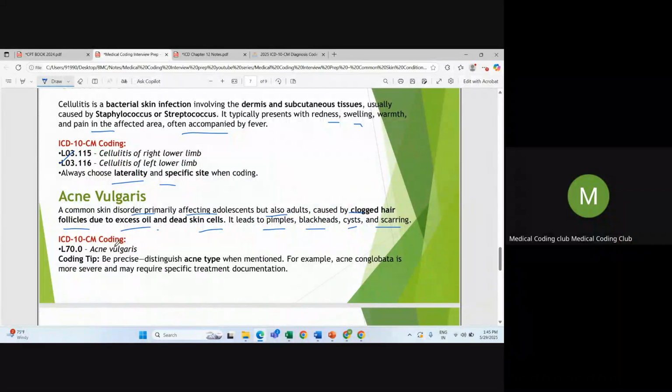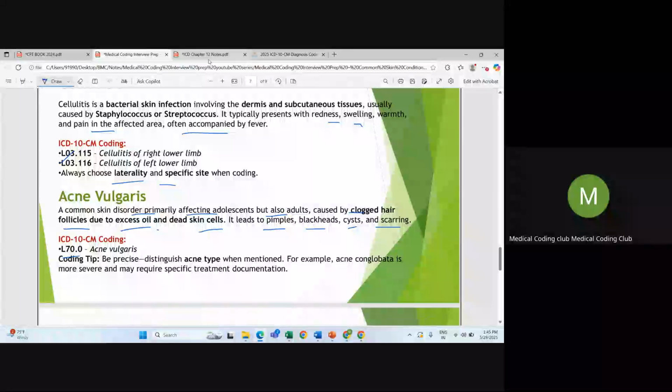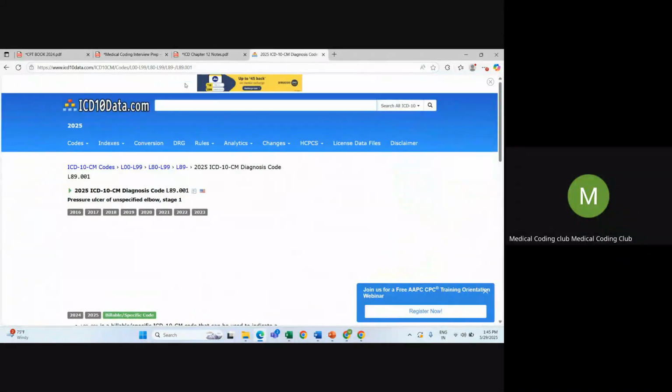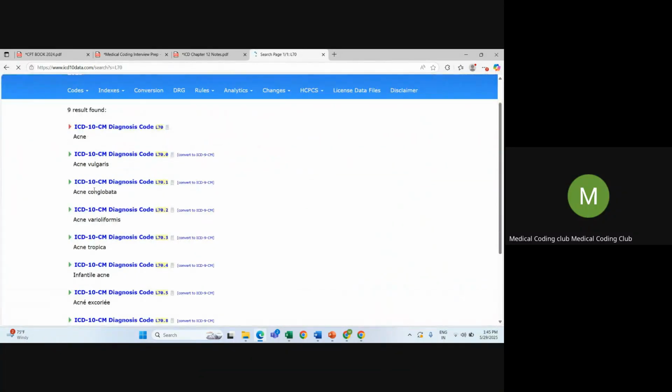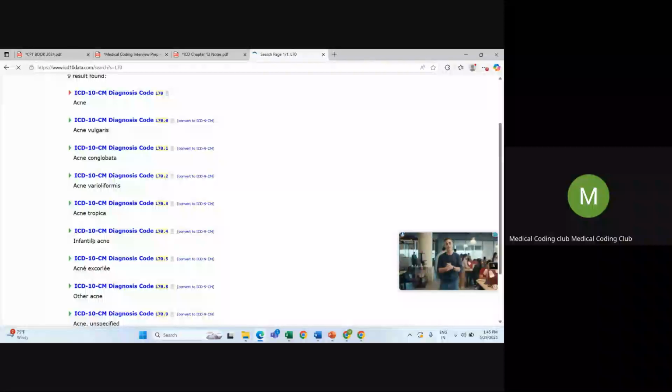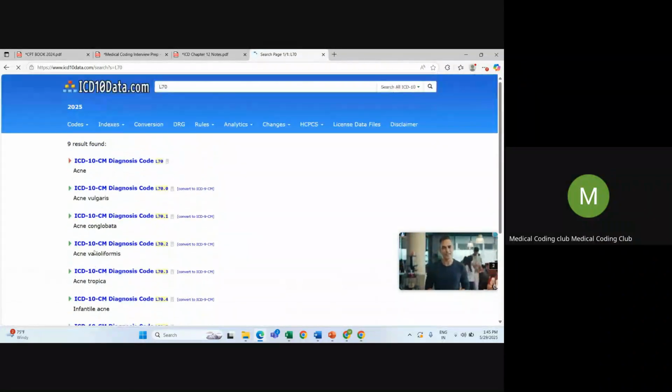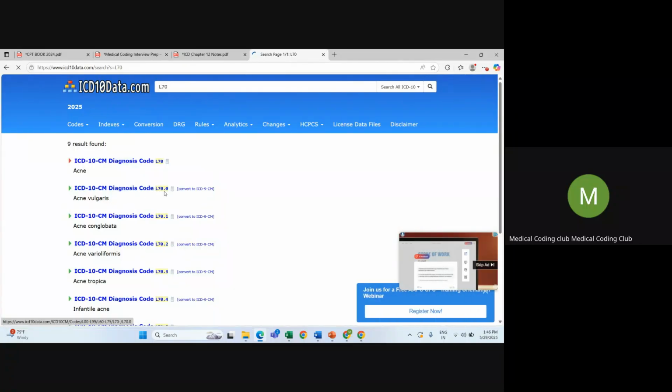So next, coming to ICD, L70.0, under L70 if you check, okay, L70. We have all the different types of acne, and their ICD codes are there. So you can check the specification and code it. So for acne vulgaris, the code is L70.0.